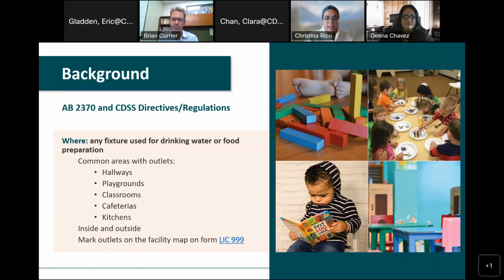The center must then determine and label the fixtures used for drinking water or food preparation on this map. The center can use the same map they compiled when applying for their license, and it doesn't matter if the fixture is inside or outdoors. It must be sampled if it is used for drinking water or food preparation.